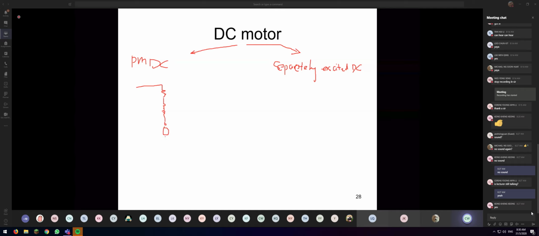the back EMF, the rotating part. So this VA refers to the armature voltage, which is supplying the voltage into your DC motor. So this is the RA. RA represents the armature resistance, and this LA is the armature inductance, and also here refers to the back EMF in general.